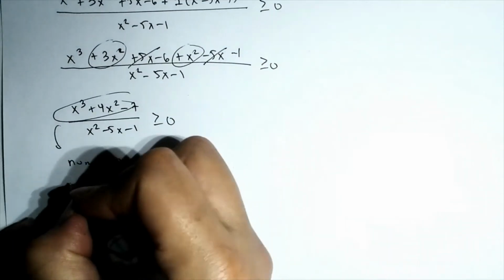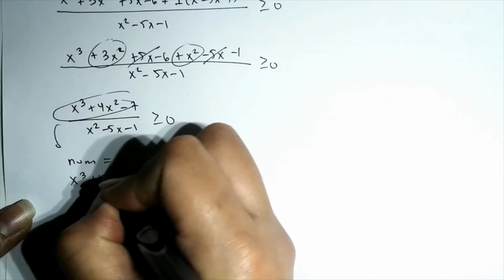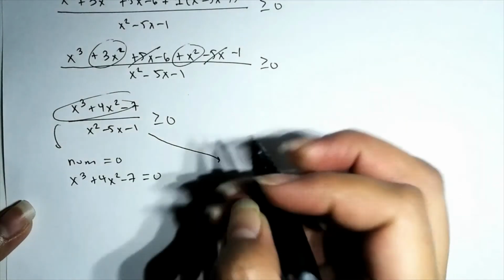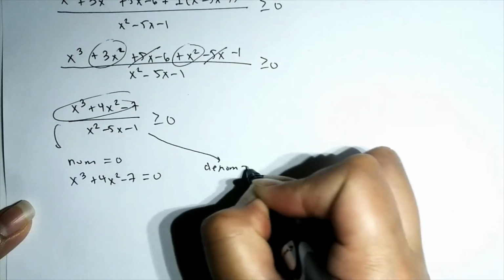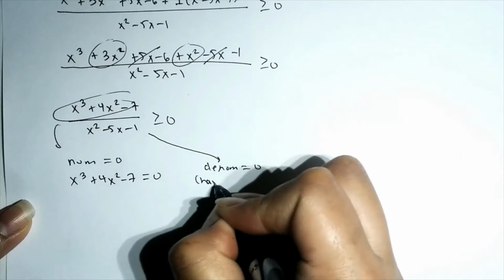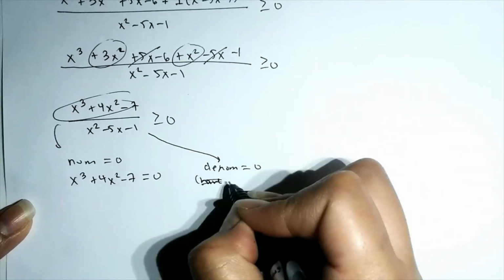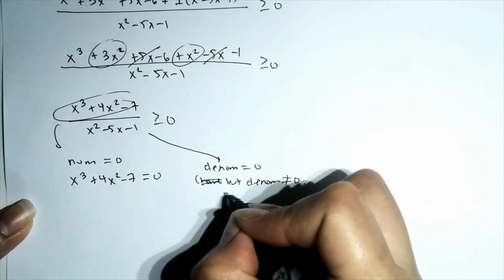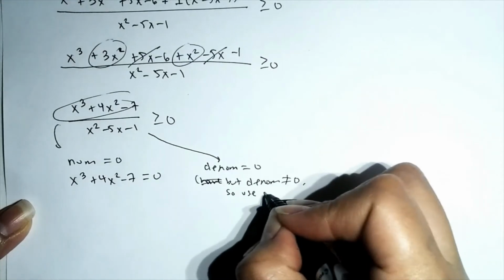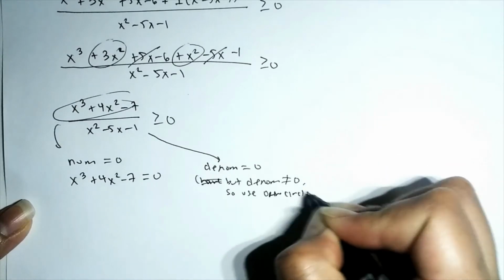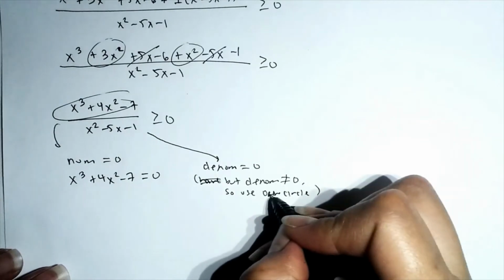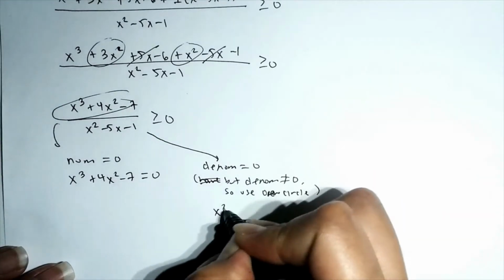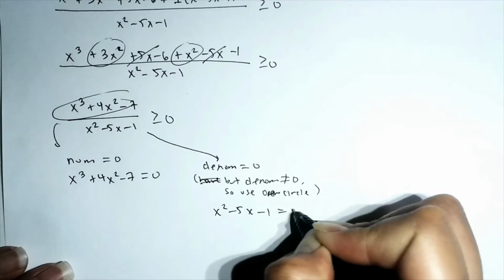The numerator gives us x cubed plus 4x squared minus 7 equals 0, and I want to know what makes the denominator 0. The denominator can't equal 0, so use an open circle. Pretend you can read that. Yeah, I need to work on my penmanship. So the denominator is x squared minus 5x minus 1 equals 0.